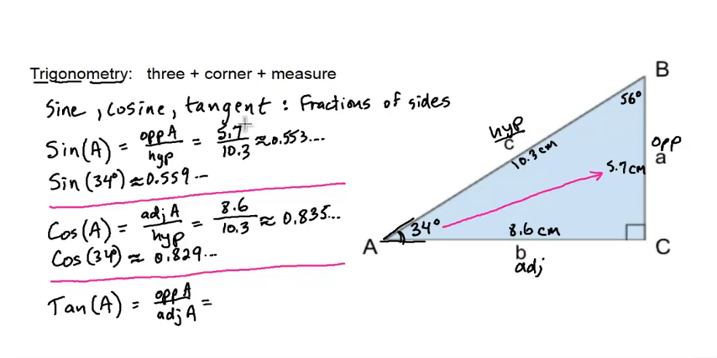Now when I take a look at the tangent of A, this has an interesting side note. When you do the opposite of A, which is 5.7, divided by the adjacent of A, which is 8.6, this is actually the same way we calculated slope, right? Rise over run, which isn't just a coincidence, okay? It's something that we use when we want to measure the angle of a line rather than just the slope. Anyways, 5.7 divided by 8.6 is 0.6627, and so I'm going to round that up to 3.